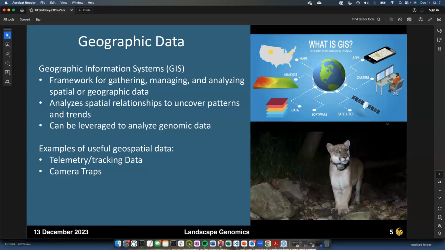Geospatial data often comes in the form of, what's common is, telemetry or tracking data. So this is P22. Have people heard of P22? I'm pretty sure California people definitely have, at least most people. Okay, so P22 was a mountain lion. So background: Puma concolor is the species behind mountain lions, cougars, Florida panthers, etc. There's I think over 80 common names for Puma concolor.